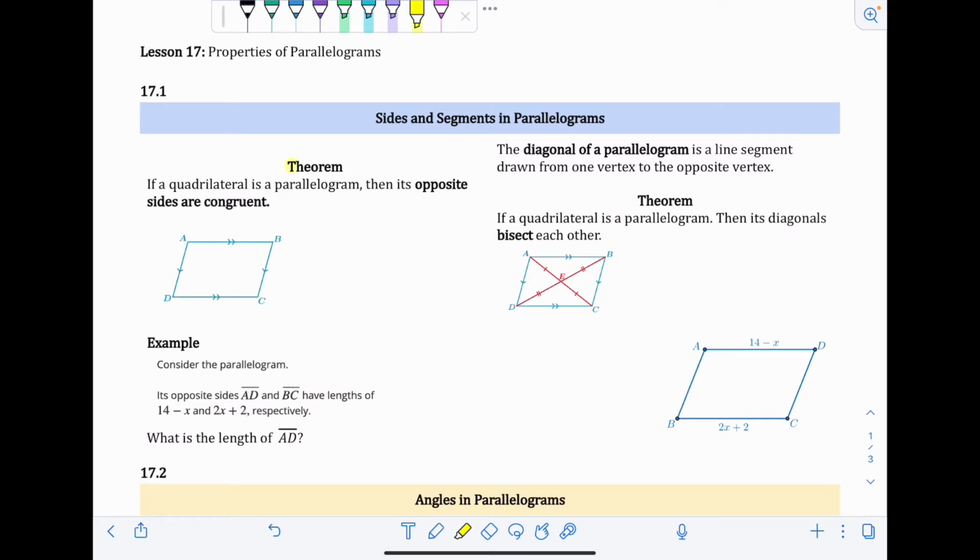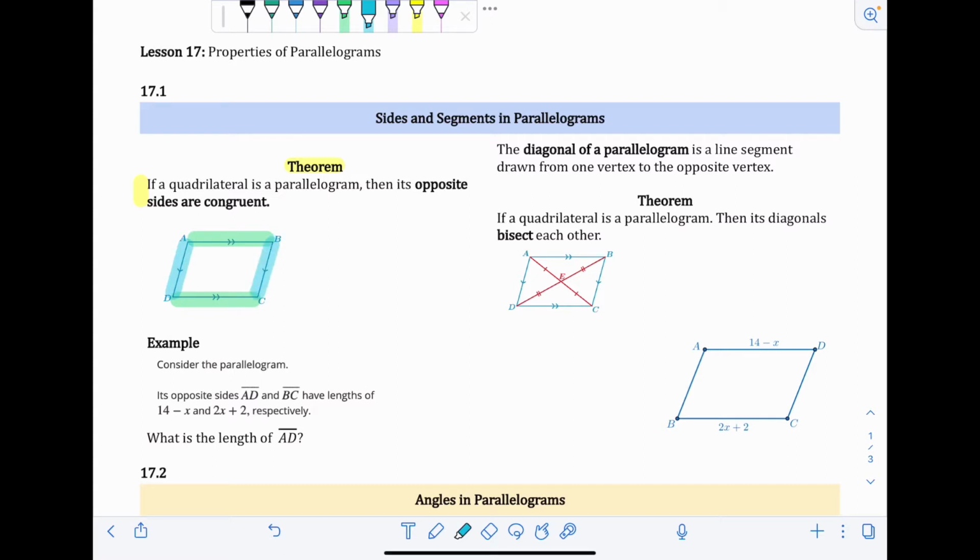So starting in the upper left, it says if a quadrilateral is a parallelogram, then its opposite sides are congruent. A quadrilateral just means a polygon or an object with four sides. And a parallelogram means that it has two pairs of parallel sides. We can see in the graphic right below this, these two little arrows are saying that they're parallel. So segment AB is parallel to segment DC, and then segment AD is parallel to segment BC. So that'd be a parallelogram.